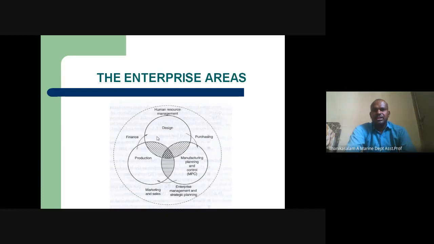The enterprise area: any company in the manufacturing industry has human resource management. Then design, manufacturing planning and control, production, design, purchasing all the materials, everything. Manufacturing planning activity, enterprise management, strategic planning, then marketing and sales.